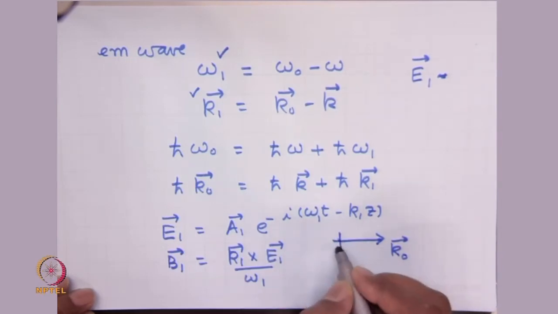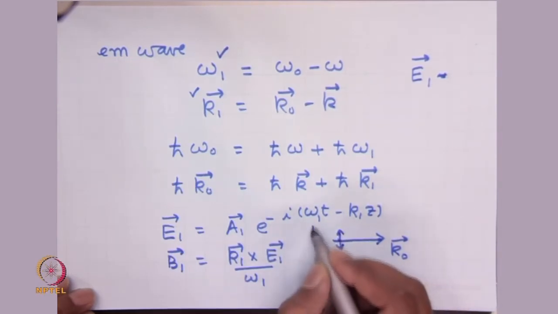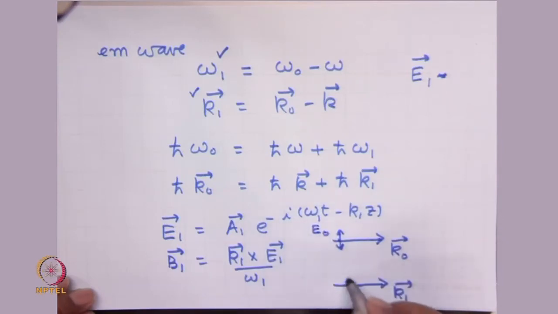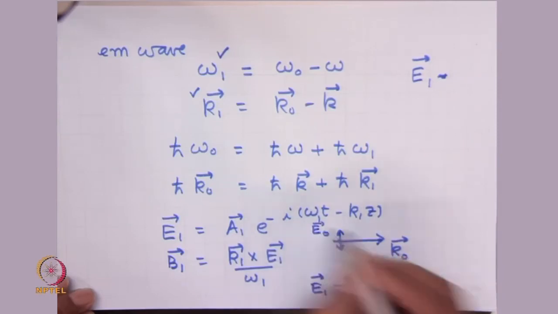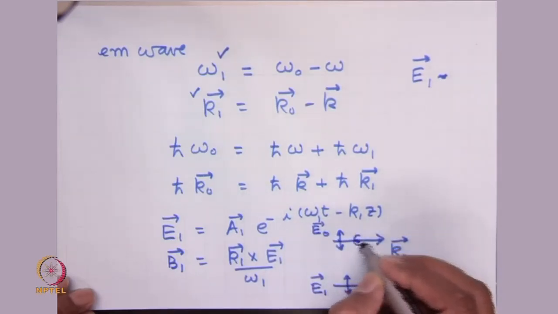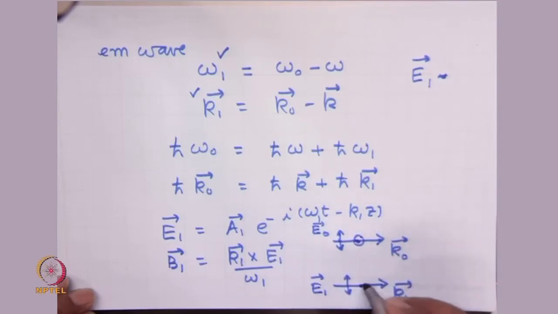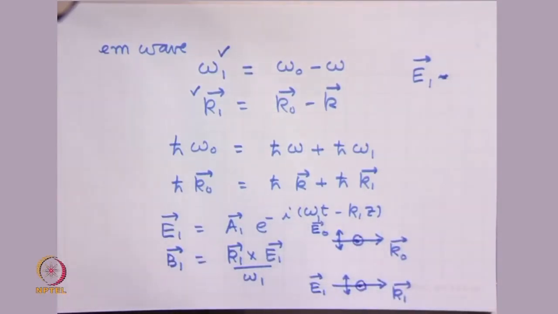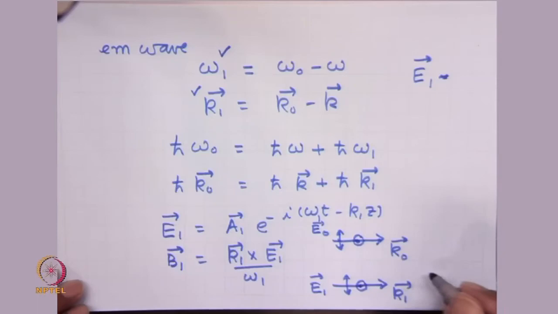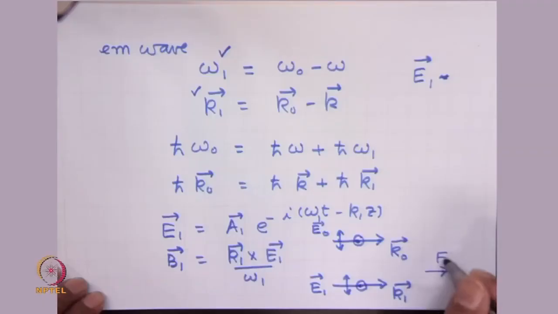The electric field of this wave is in this direction. This is my E0 and this is my E1. And the magnetic field of this wave will be perpendicular to this plane. So what will happen? The electrons which were oscillating in the direction of E0 will see the magnetic field of the omega 1 wave and they will experience a Lorentz force, also known as ponderomotive force, and that will be in this direction called Fp.